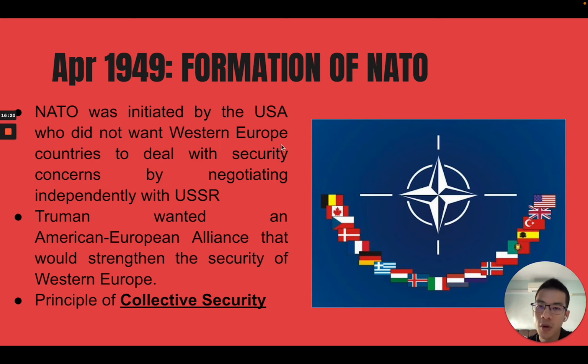Okay, so NATO was initiated by the USA because it didn't want Western European countries to deal with security concerns by negotiating independently with the USSR. The idea here is this: if the individual countries were to negotiate with the Soviet Union, it might be able to use its overwhelming power to bully individual countries. Instead of that, what they'll do is to team up. The rest of Western Europe will join one team, centered around an American-European alliance that will strengthen its security, because it's harder for the Soviets to bully or to overwhelm a collective group rather than individual countries.